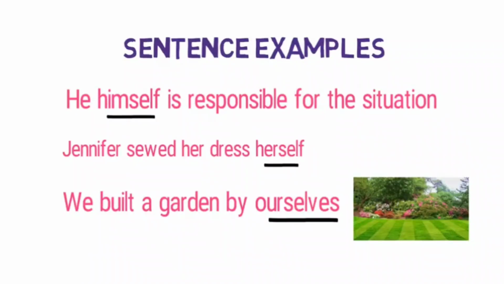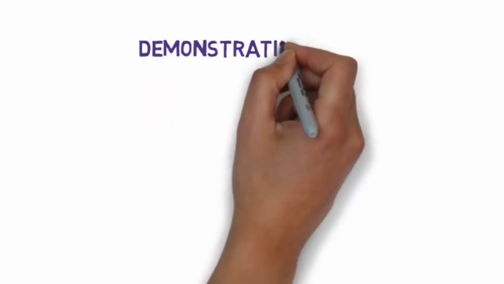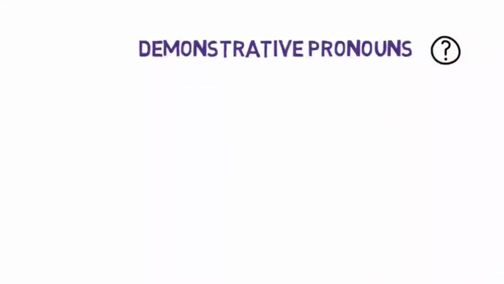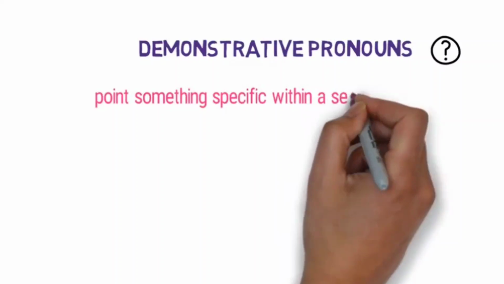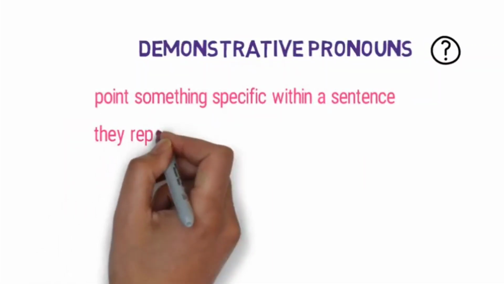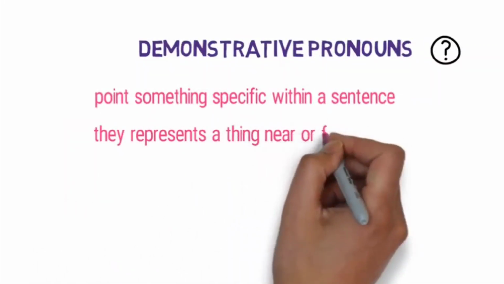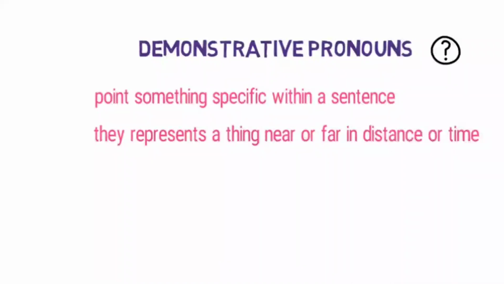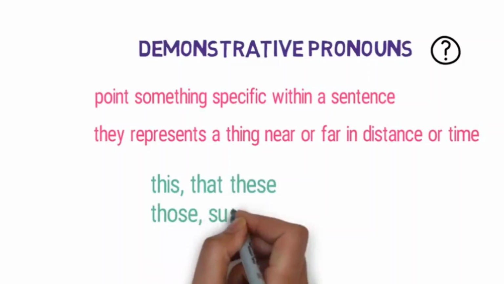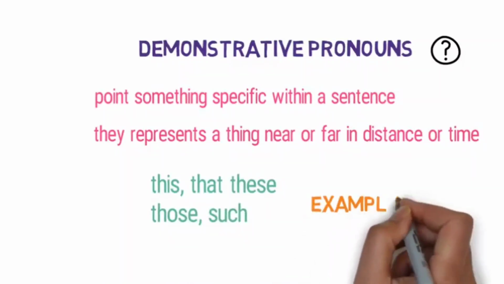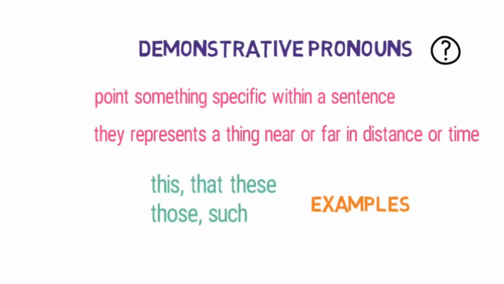Now let's look into the next pronouns, demonstrative pronouns. What are they? They are used to point to something specific within a sentence. They represent a thing near or far in distance or time. This, that, these, those, such are the examples of demonstrative pronouns.